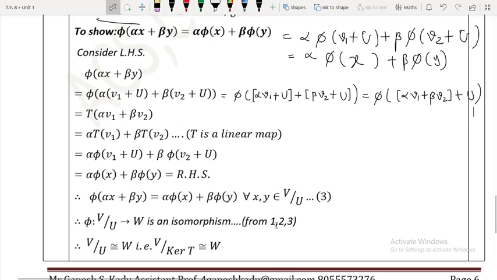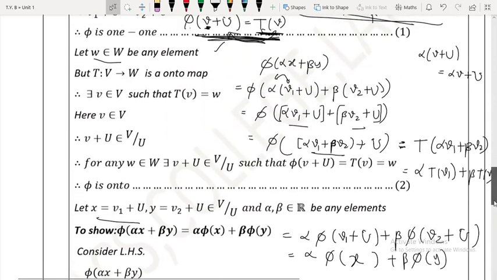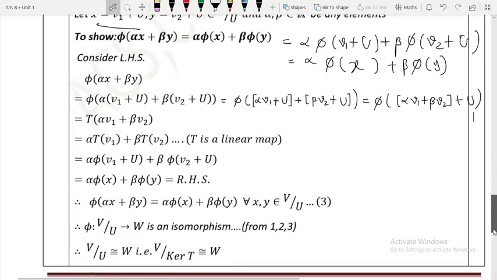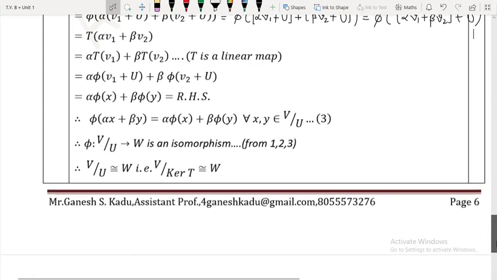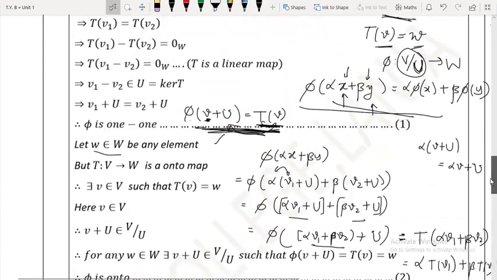What were our equations? 1 was phi is 1-1, 2 was phi is onto, and the third one is nothing but what? Phi is a linear transformation. Just let me check. Yes, that is right. And therefore this phi from V mod U to W is an isomorphism. Now since this is an isomorphism, what can you say about V mod U and W? They are isomorphic. Therefore V mod U is isomorphic to W, that is nothing but V mod kernel of T is isomorphic to W. Okay, so this is regarding the proof of the first isomorphism theorem.